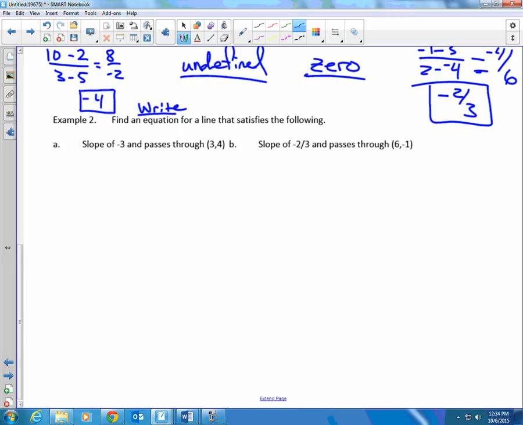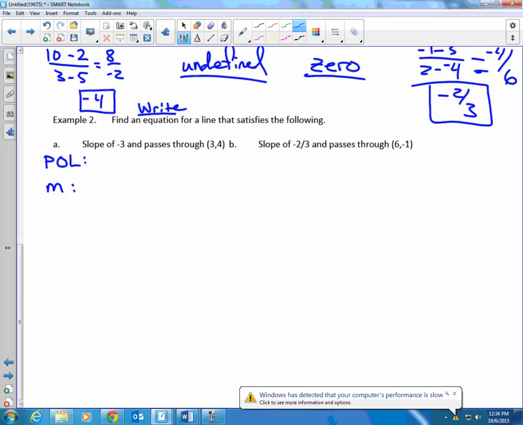In calculus, we learn how to find slope at 1 point instead of 2 points, which kind of makes your brain explode. It's like, is that really possible? And it is. It's very impressive. It's fun. It's a good time. But we always do this. We always write two things down, point on line and slope. As soon as you have those two things, you can always write an equation for the line.